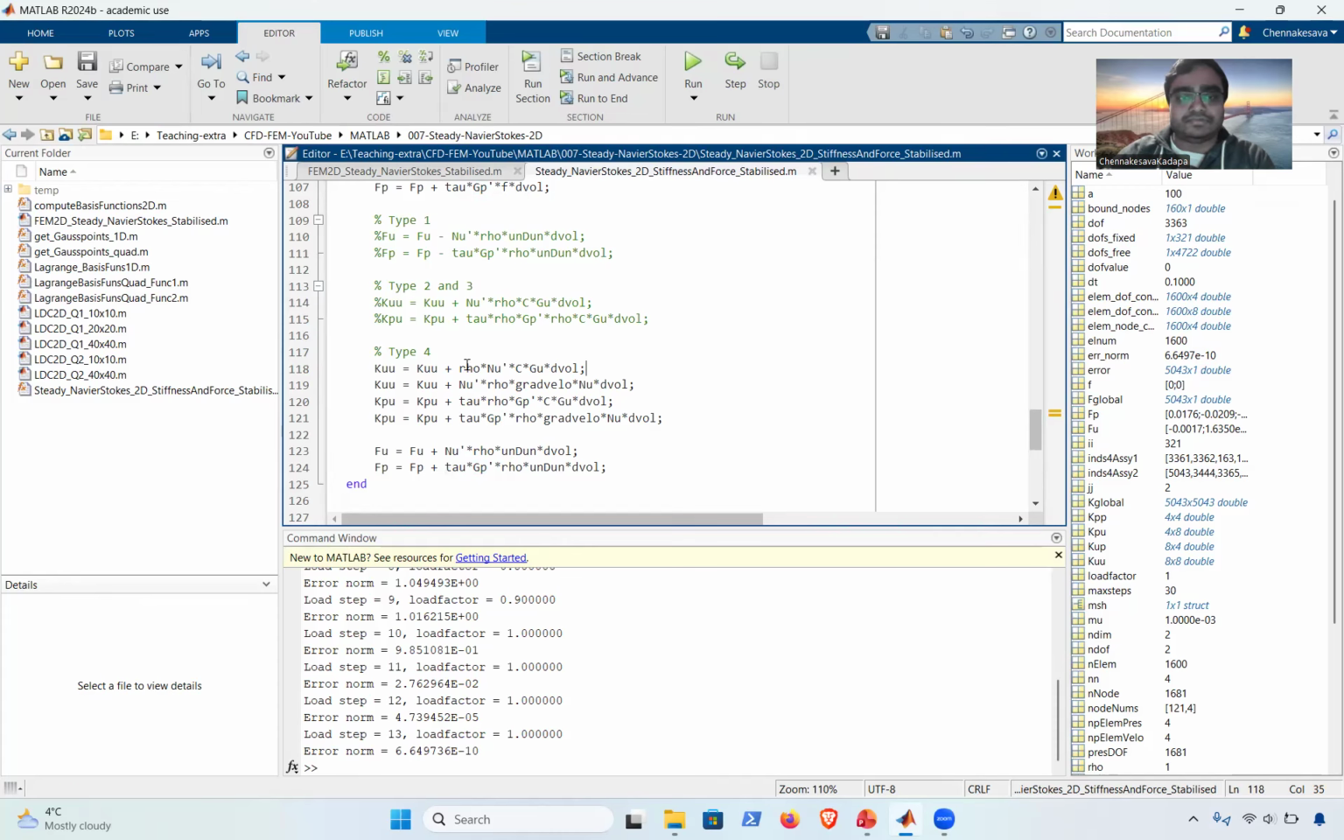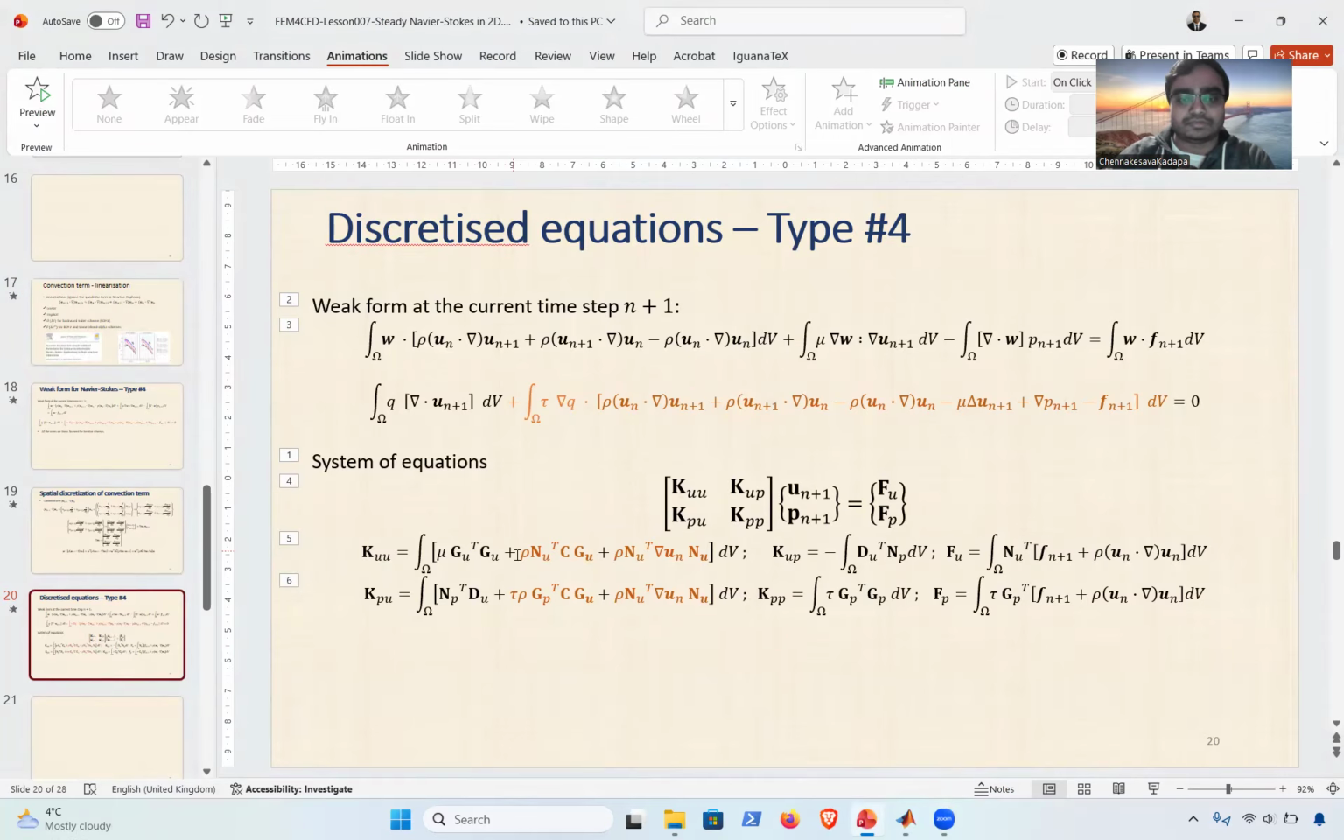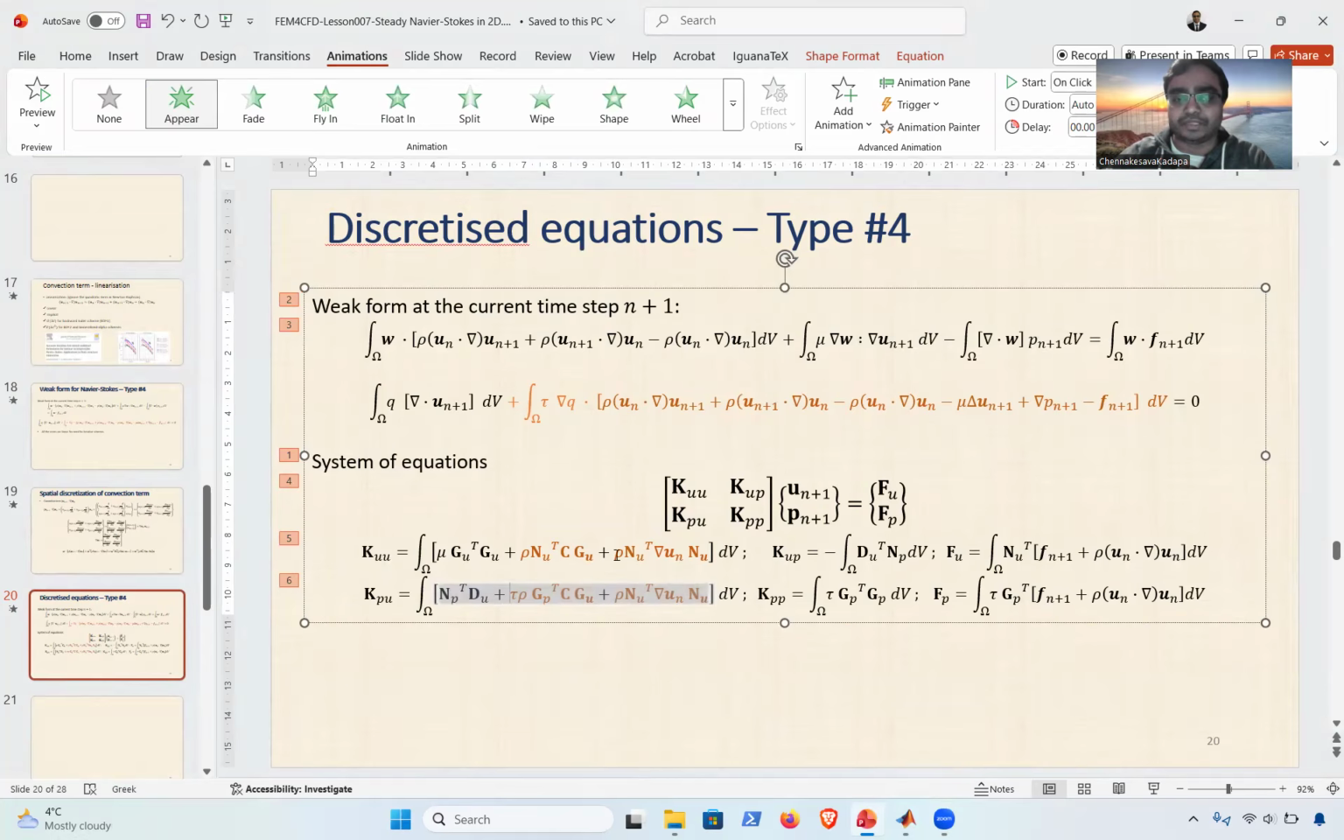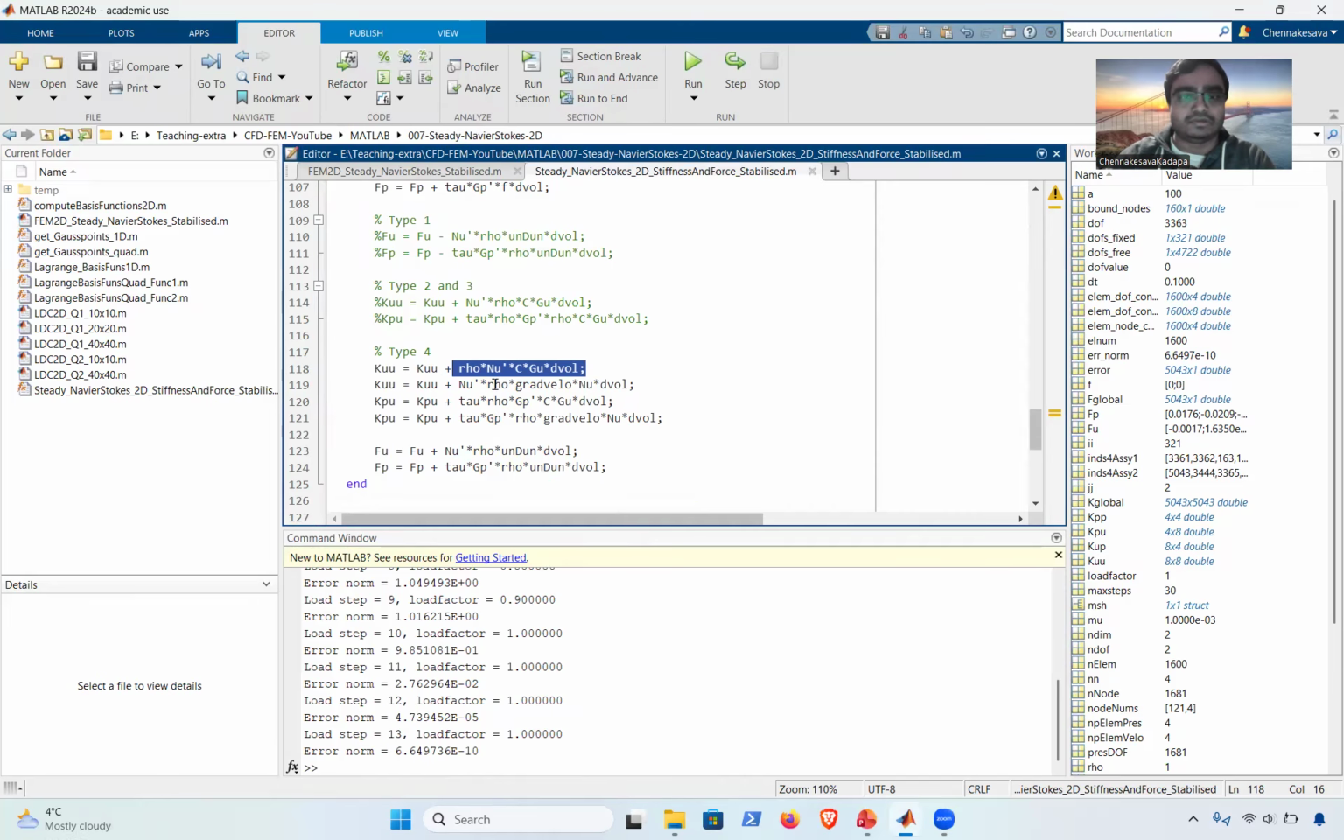This is the first term for KUU, from the type 2 linearization, which we already covered, and the same for KPU. And the second term is this rho NU transpose del UN NU, where del UN is the gradient of velocity. Similarly for KPU.